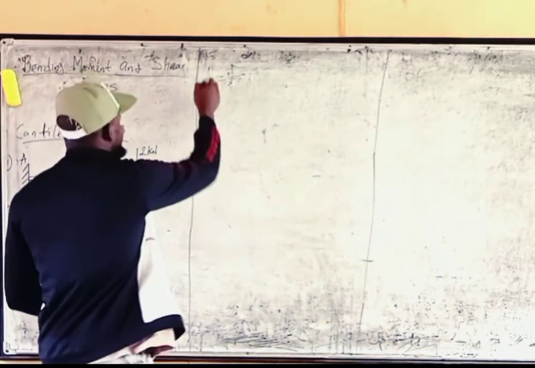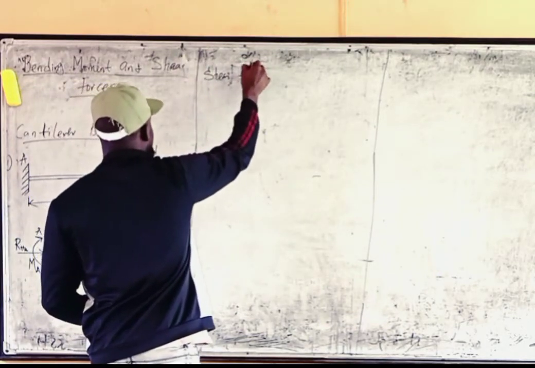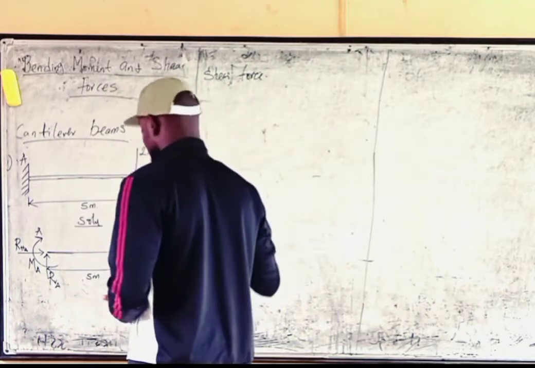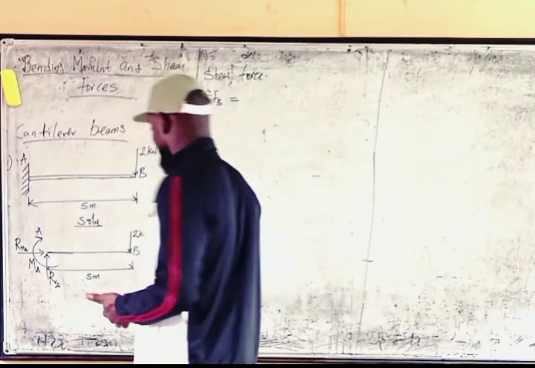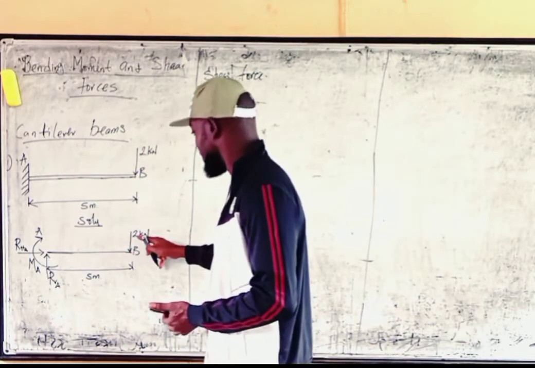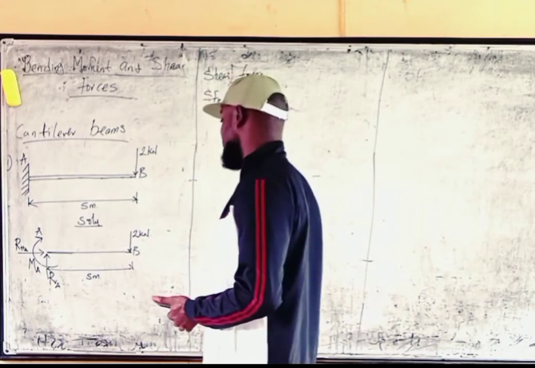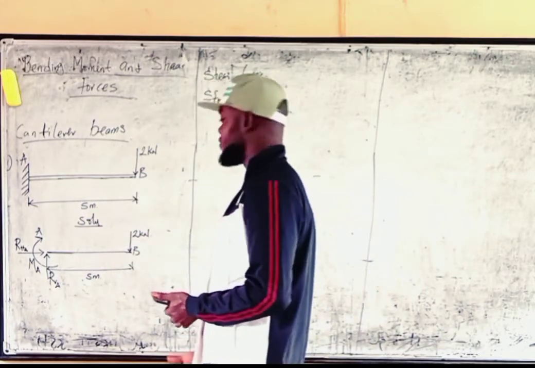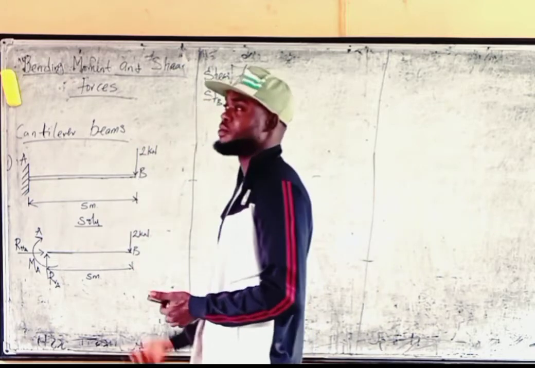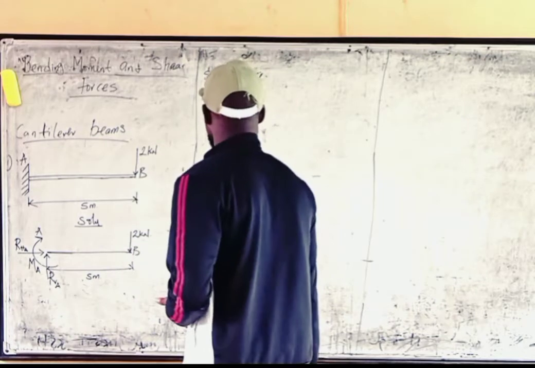So okay, let's do the shear force. Shear force acting along the beam. For the shear force, what is the value of shear force at point B? We have a load of 2 kilonewton acting downward. So let's say if the load is going downward, it will be negative. If it's going upward, it will be positive. So let's do that way and see what we're going to be having.